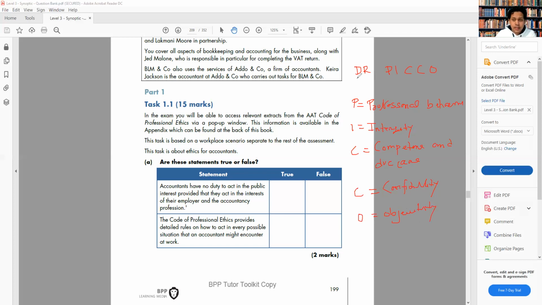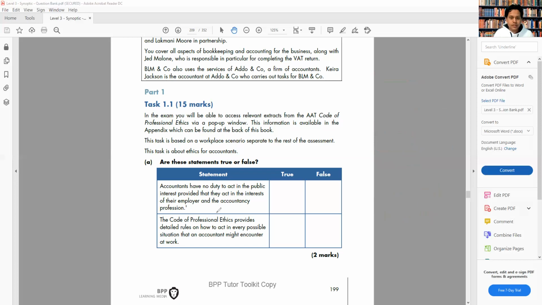So you can see how Dr. Pico helped you to remember the fundamental principles of ethics. So we have a P for professional behavior, I for integrity, C for competence and due care, C for confidentiality, and O for objectivity. So if you remember Dr. Pico, you can remember the fundamental principles of ethics.